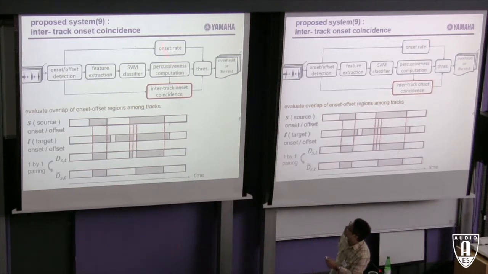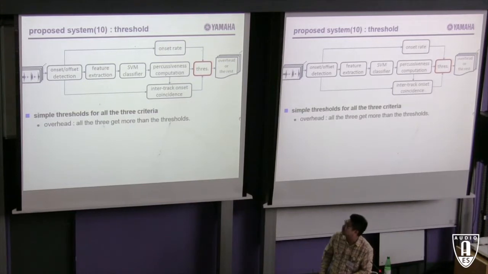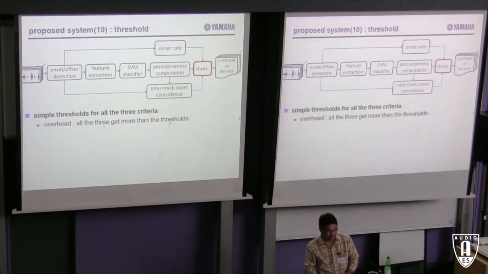Okay, now we got 3 criteria, and the final decision is made by a simple threshold for all the 3 criteria. A track is identified as overhead if all the 3 criteria are more than the thresholds. Okay, let me go to the experiment.